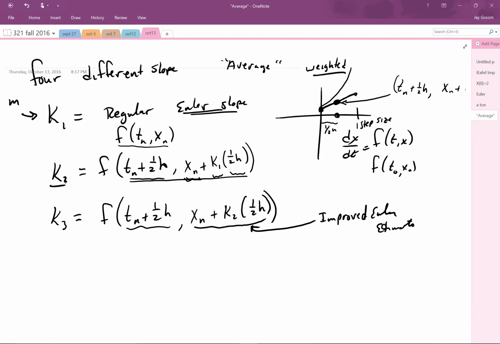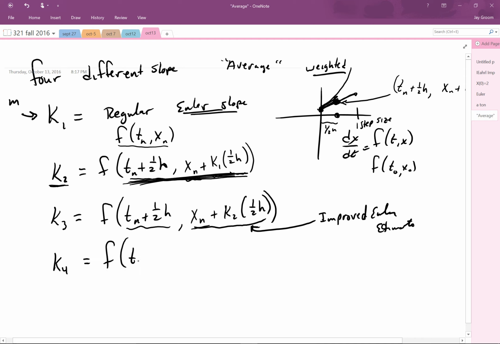So this was the slope at the far end. It's the slope at the far end. And then I said, okay, we'll go back to the original xn piece and use that new slope. It's going to put us somewhere else a little bit. And then K4 is exactly what a person would think it would be.